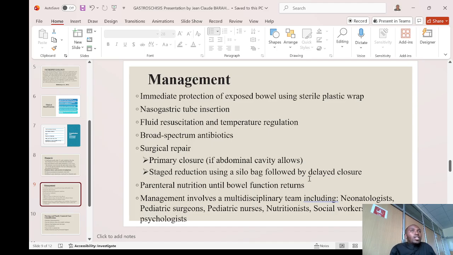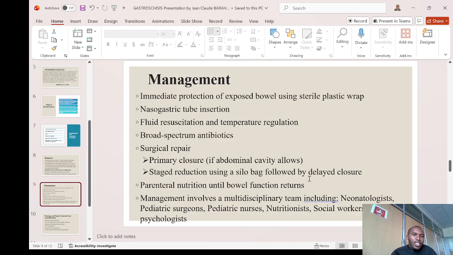Suppose we are in a healthcare setting, you have just helped the mother to deliver a baby, and you find that the baby has gastroschisis. What you do immediately is protect the exposed bowel using sterile plastic wraps. You just cover the intestine in a sterile way, so that you protect the intestine from infection, from dehydration, and from being torn by any other external objects. So you just cover them.